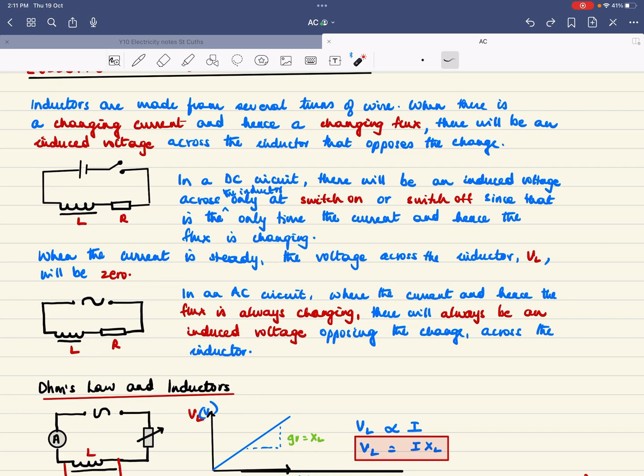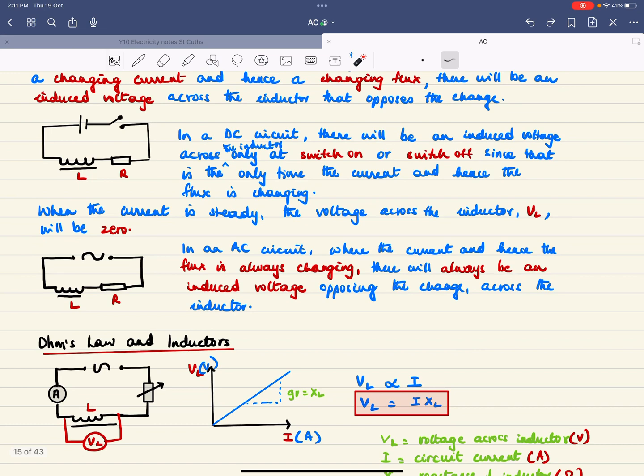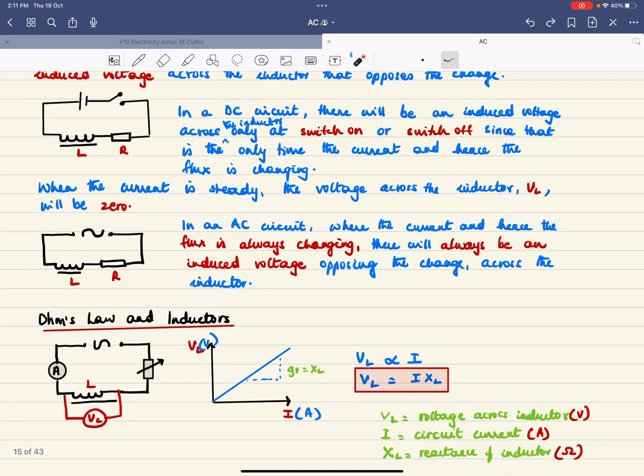Now, in an AC circuit, where the current and hence the flux is always changing, there will always be an induced voltage opposing the change across the inductor.